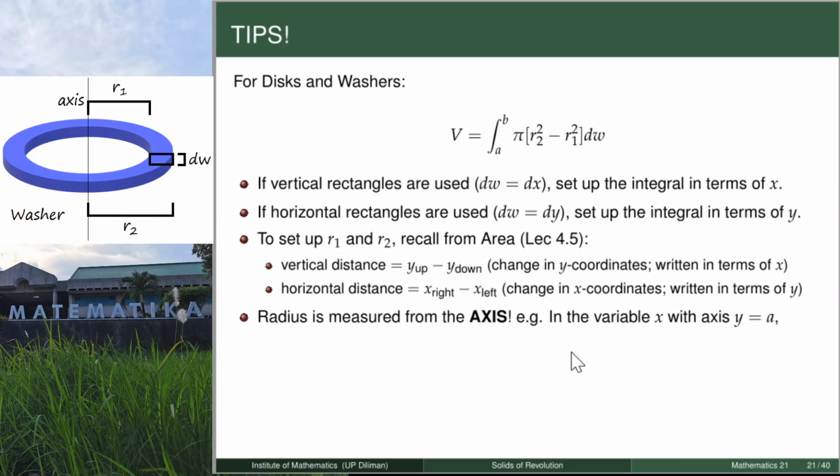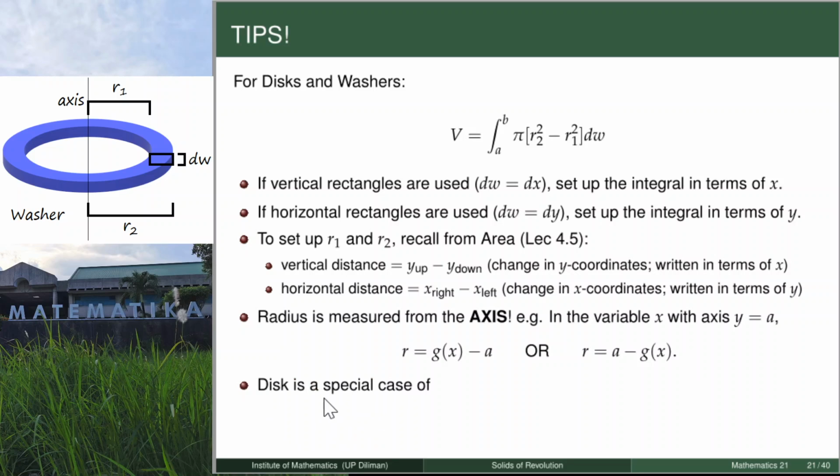So, meaning the radius should look something like this. So it's a function, so if it's in the variable x, it should be a function of x minus the axis a, okay, or the axis a minus a function of x. It should look something like that all the time, okay, for the outer and the inner radius.